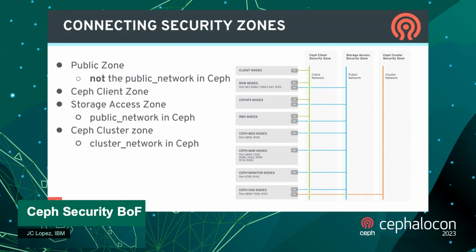So the public zone, we represent all of the nodes that we have. So you have the client nodes, the RGW nodes, the CephFS nodes, the RBD nodes, and we represented every single type of network with a different color. So the public zone is somewhere outside of here, but you have the Ceph client security zone, which is the client network. You have the public network, and you have the cluster network where we're going to do the replication between the OSDs. So that's like a schematic representation of all these network zones that we've just discussed.